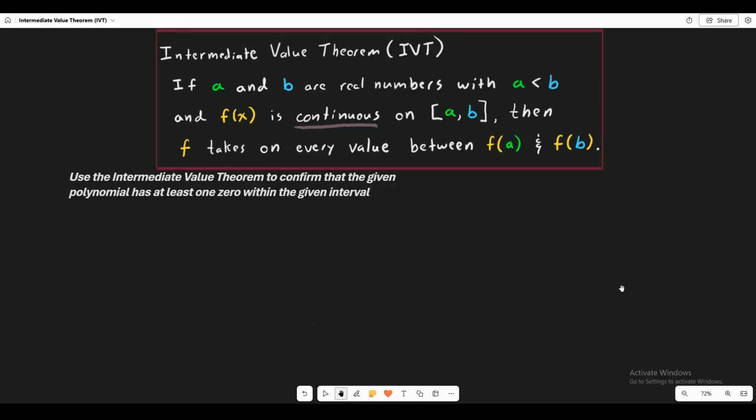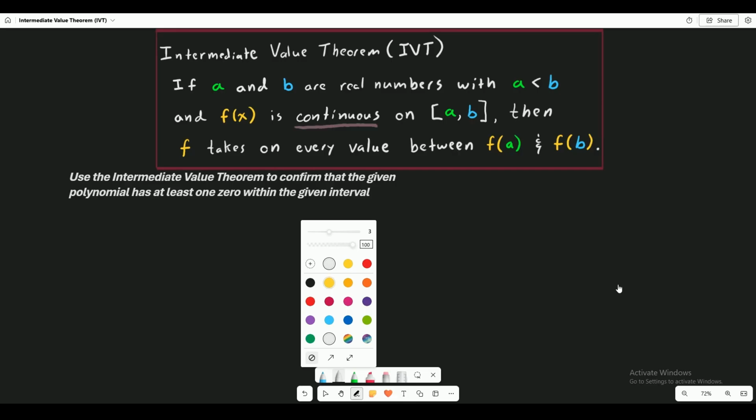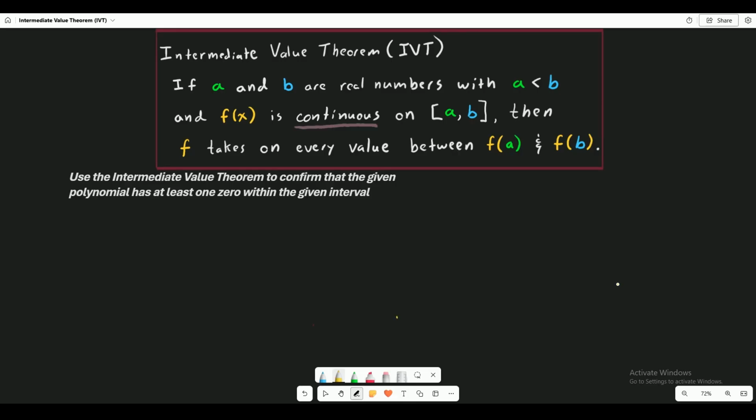If a and b are real numbers with a less than b, and f of x is continuous on the closed interval a to b, then f takes on every value between f of a and f of b. So what exactly does that mean? I messed up right here. Should be gold. So what exactly does this theorem mean?